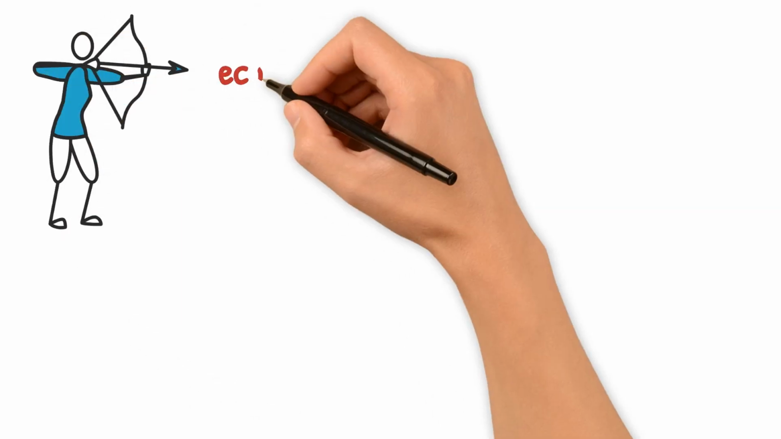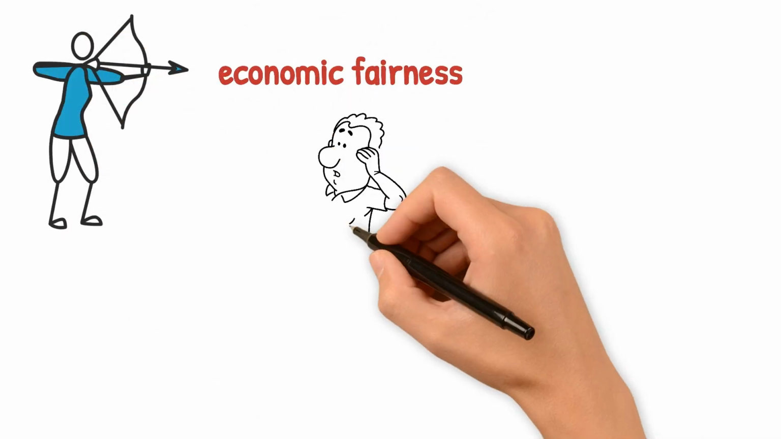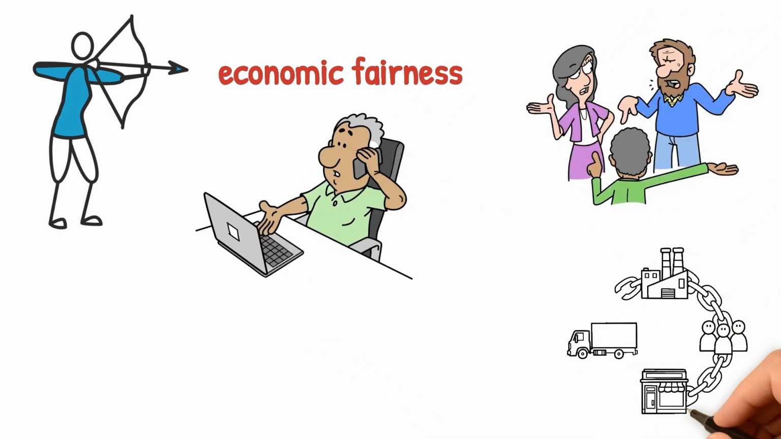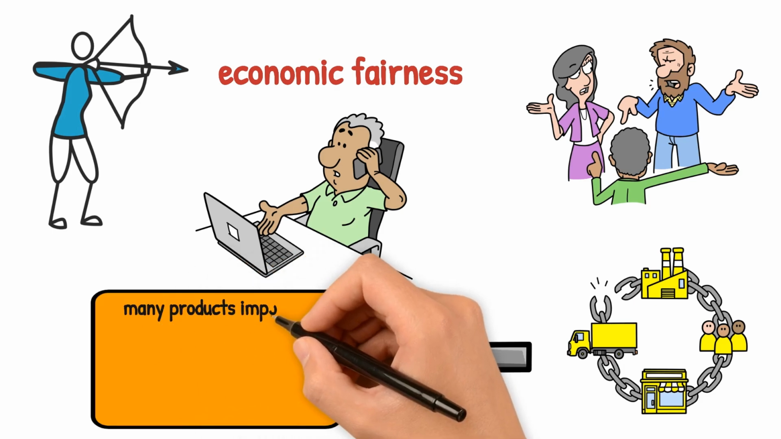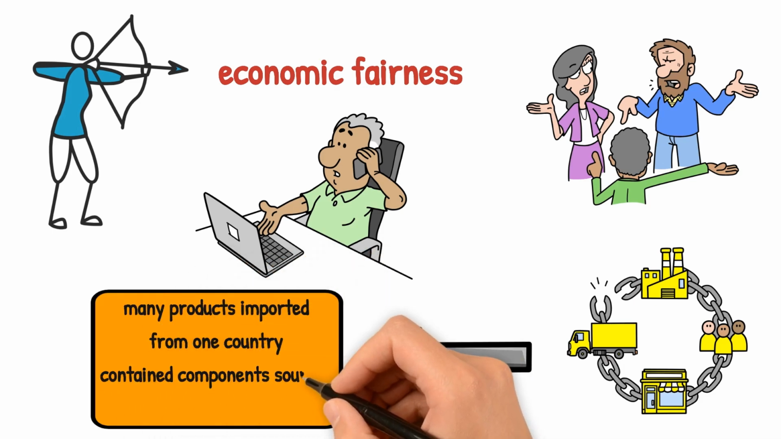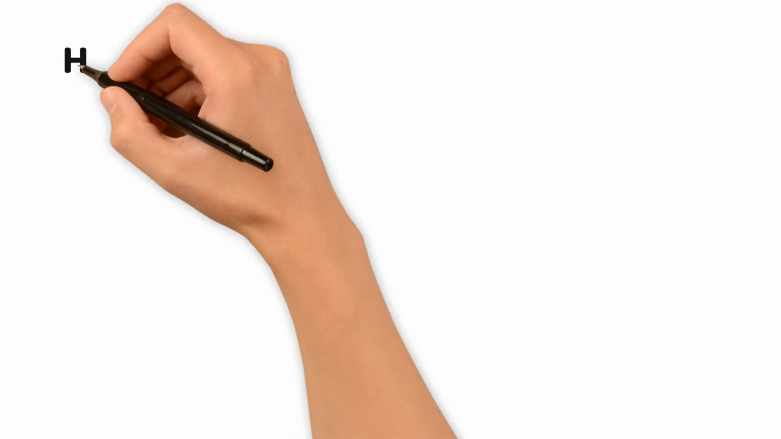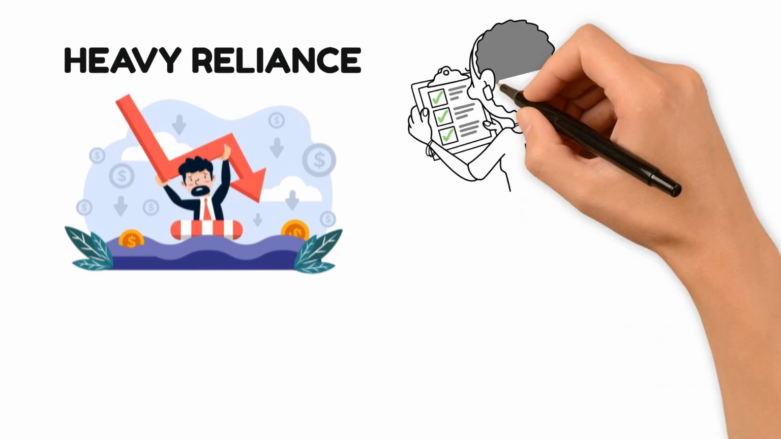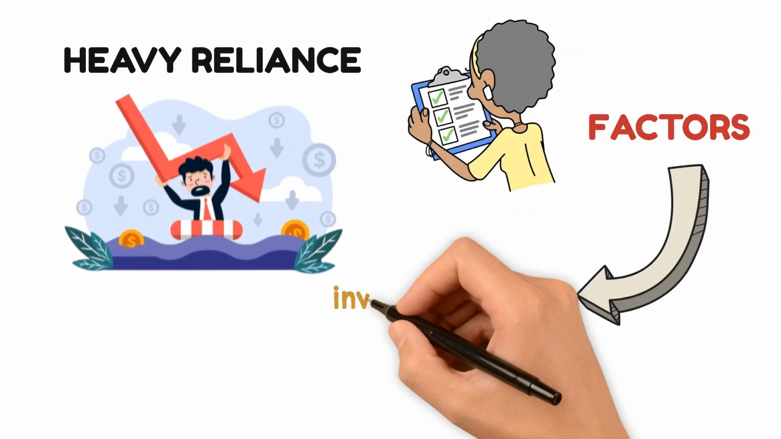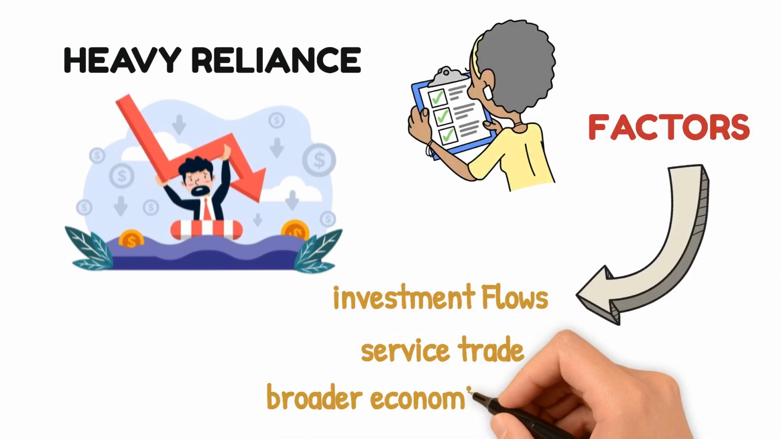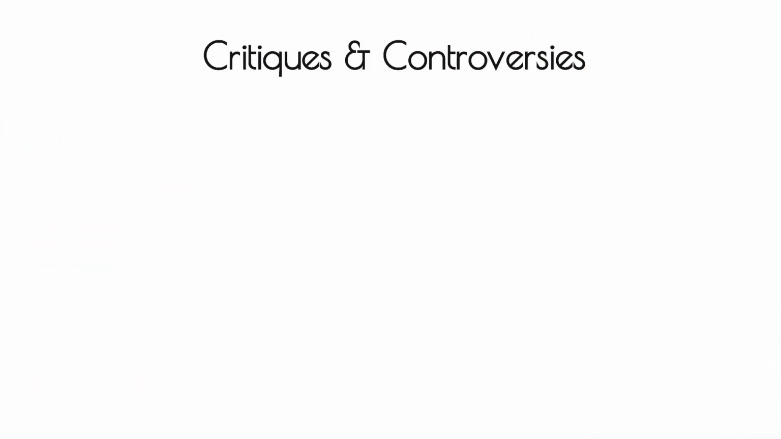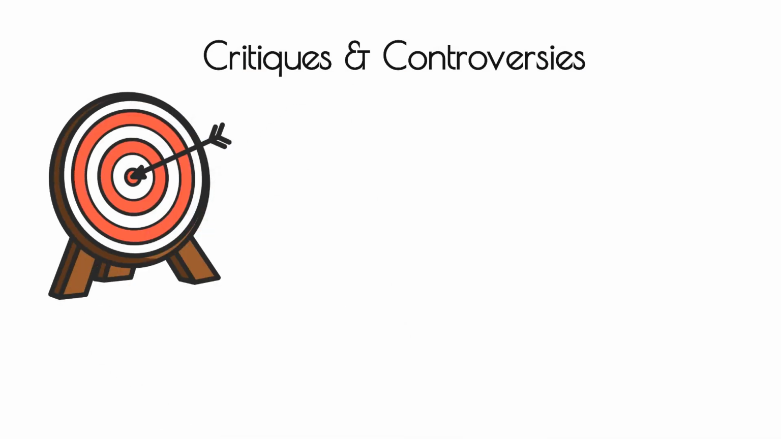However, while the formula aimed at achieving economic fairness, its rigidity raised concerns. Critics argued that it did not account for the complexities of global supply chains, where many products imported from one country contained components sourced from multiple nations. Additionally, the heavy reliance on trade deficits as the sole criterion for tariff calculations ignored factors such as investment flows, service trade, and broader economic relationships. Critiques and controversies. This approach was met with considerable criticism from economists and trade experts.